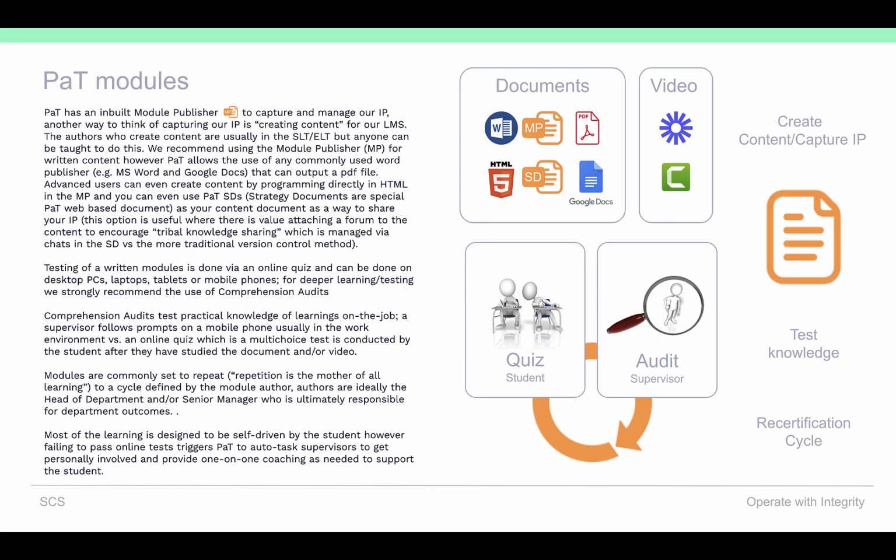So the expectation is that students are smart enough, that's why they work for us, they can learn 80% of what they need to by studying the IP that we present to them. And where they struggle, we will trigger a supervisor to get involved one-on-one and help them through that bit of knowledge that they need help with. So this is another way for us to look at how a module exists in the PAT universe.